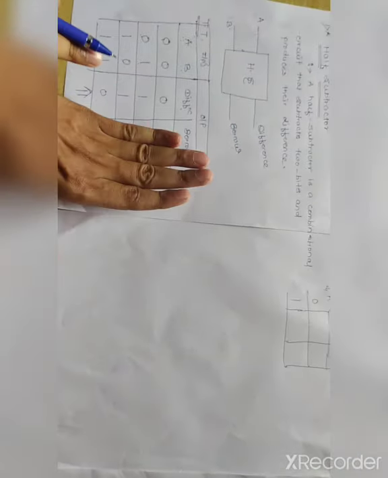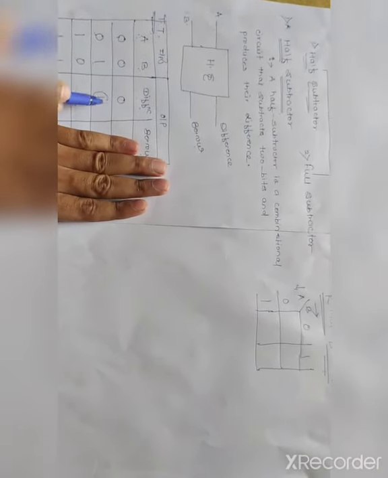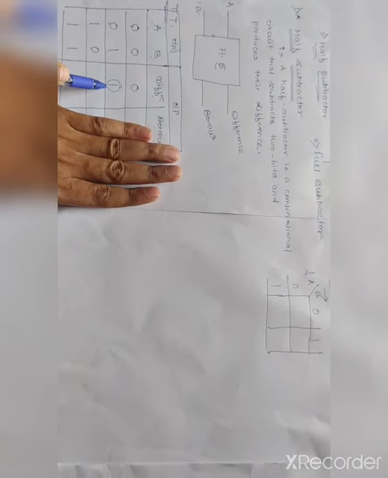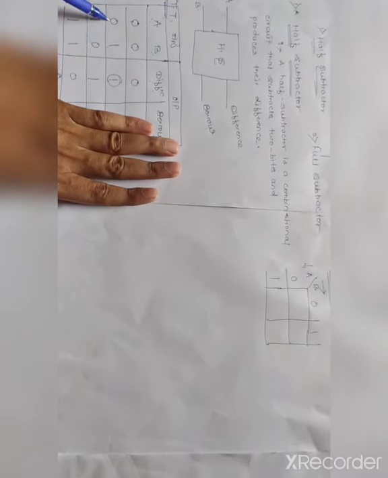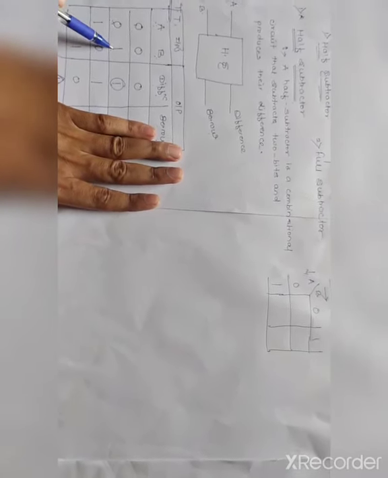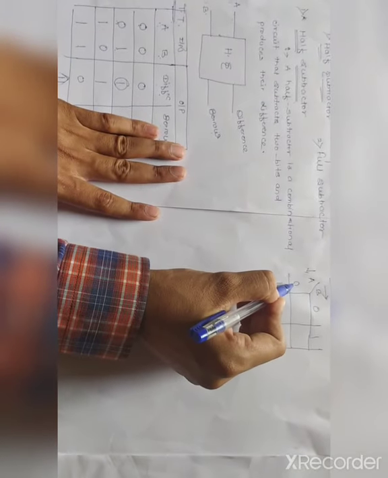I'm just considering here the difference. Consider only the difference. You have to put this one where a is equal to 0 and b is equal to 1. So a is equal to 0 and b is equal to 1.